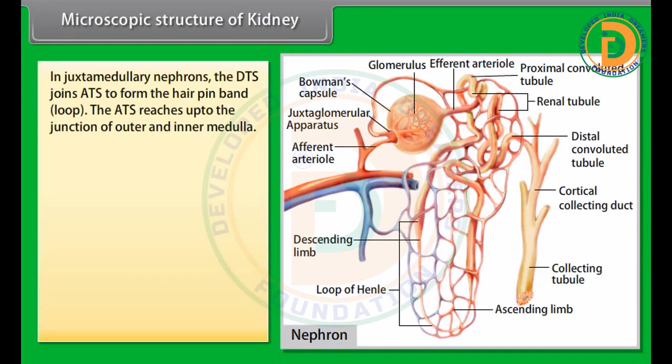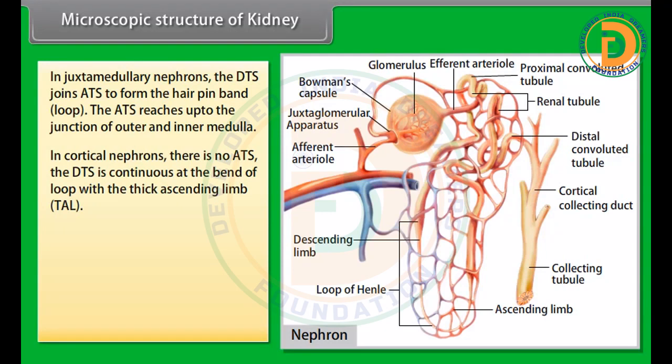In juxtamedullary nephrons, the DTS joins the ATS to form the hairpin bend. The ATS reaches up to the junction of outer and inner medulla. In cortical nephrons, there is no ATS. The DTS is continuous at the bend of the loop with the thick ascending limb.